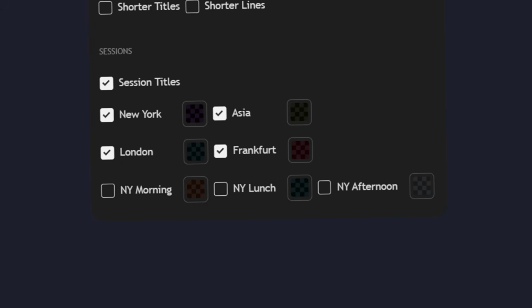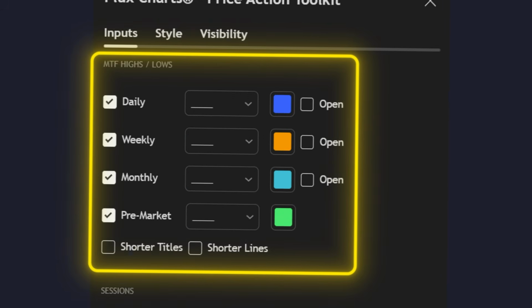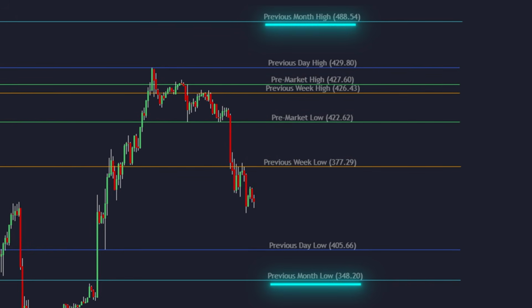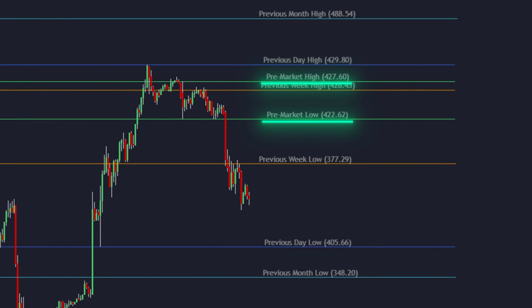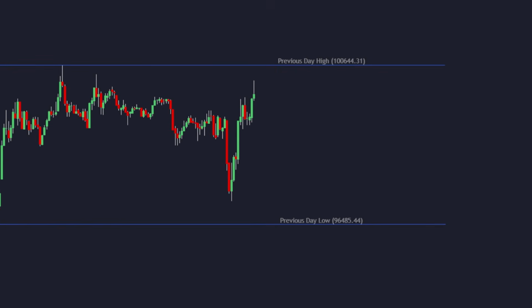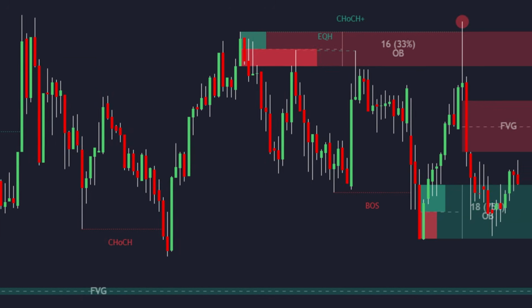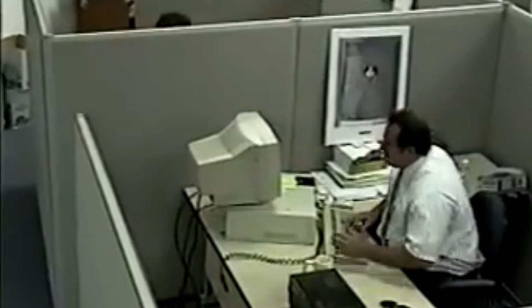Besides sessions, the toolkit plots key multi-time frame levels like the previous day high and low, previous week high and low, previous month high and low, and pre-market levels if you are trading stocks. For each time frame, you can choose if you want to show just the high and low or include the opening price too. But still, even with all this firepower, nobody wants to sit staring at charts 24/7.